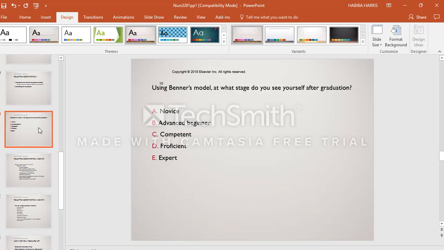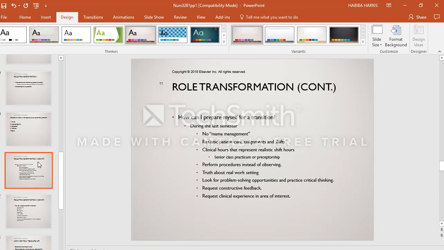So how do you prepare for your transition? There's beginning to get more independent, so you're no more mama management. You take on realistic care assignments. So instead of taking one patient towards the end of your graduate nursing or your orientation phase, you probably should realistically be able to take 3 patients, because whenever you do hit the floor based on your staffing, more than likely you're going to have 4 to 5 patients that you're a primary nurse for. So taking realistic patients is a very, very important thing.